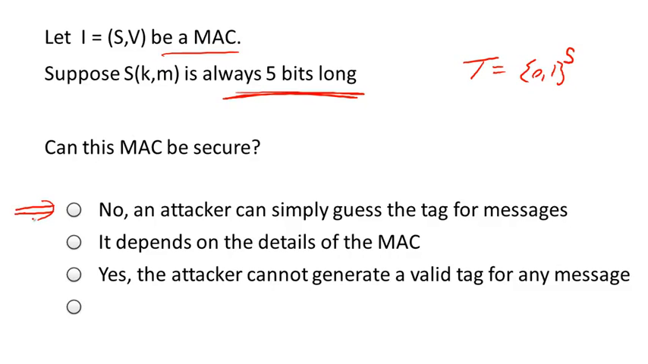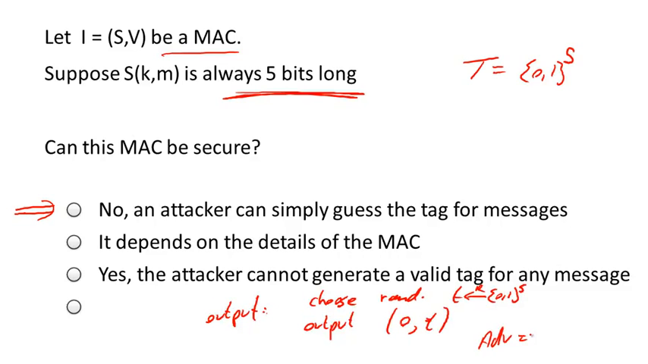So what he would do is he wouldn't ask any chosen message attacks. All he would do is output an existential forgery as follows. He would just choose a random tag T at random in {0,1}^5, and then he would output his existential forgery as, say, the message 0 and the tag T. Now with probability 1/2^5, this tag will be a valid tag for the message 0, and so the adversary's advantage is 1/32, which is non-negligible.